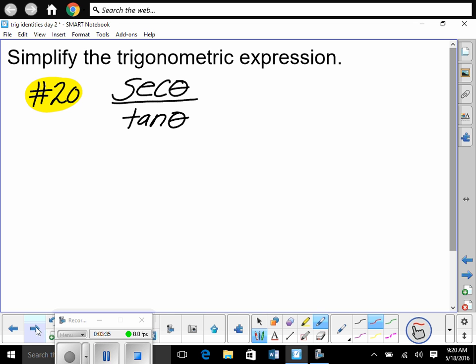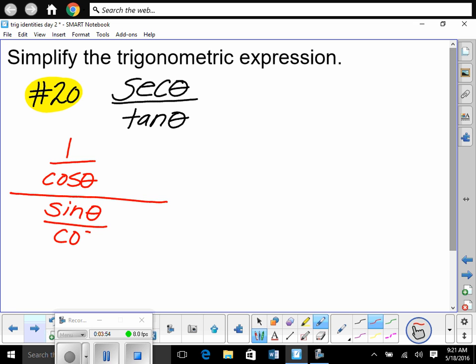That's what's hard about teaching this to students, because there's a lot of different ways. So we have secant of theta. What is secant? So we have 1 over cosine theta on top of the fraction, divided by tangent. What is tangent? Sine of theta over cosine theta. This is actually pretty easy. Dividing fractions is easy as pie. We flip the second fraction and we multiply. So we're going to multiply by cosine of theta over sine of theta, right?